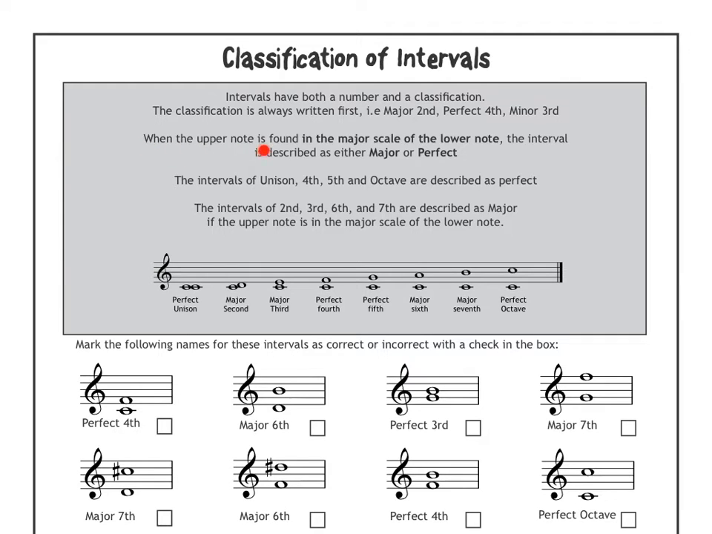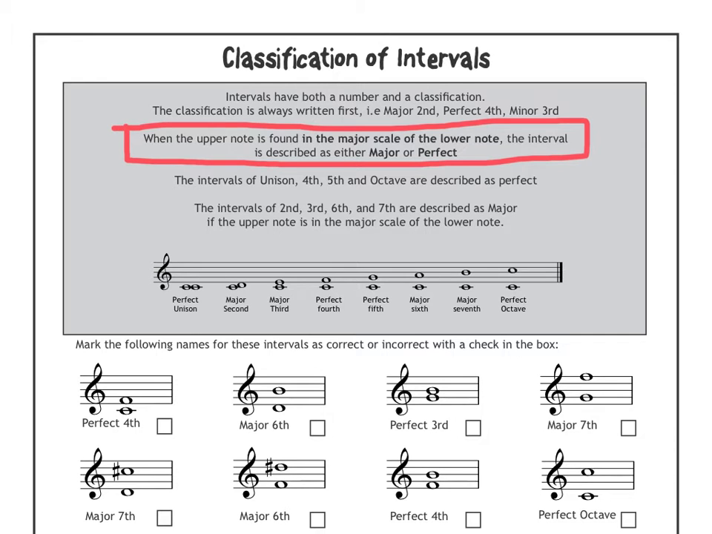And when the upper note is found in the major scale of the lower note, the interval is described as either major or perfect. And this is a very important point. I'm going to put a little square around it because this is probably the most important part of this whole lesson. When the upper note is found in the major scale of the lower note, the interval is described as either major or perfect. For example, the intervals of unison, or a 1, a fourth, a fifth, and an octave are described as perfect. The other ones within the octave, the 2, 3, 6, and 7, are described as major if the upper note is in the major scale of the lower note.